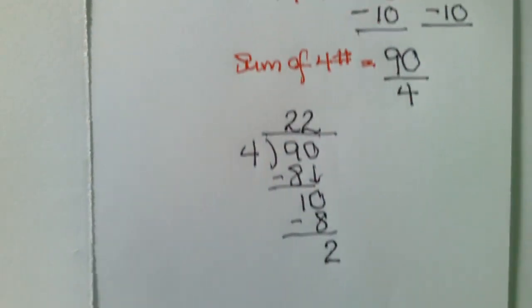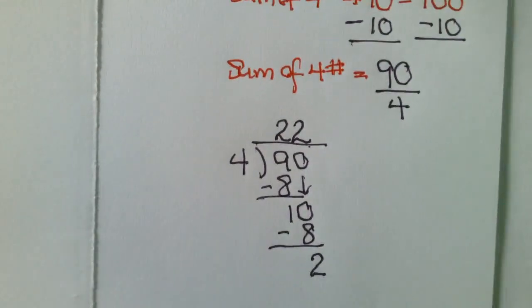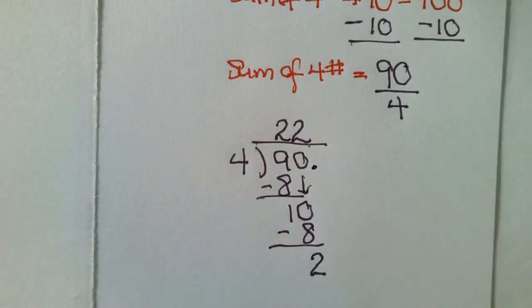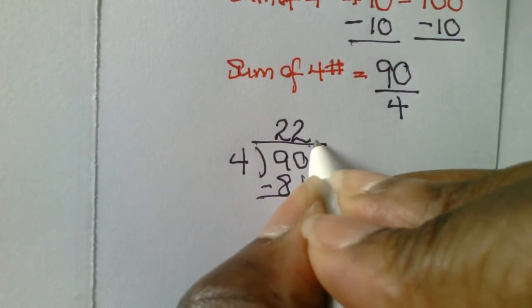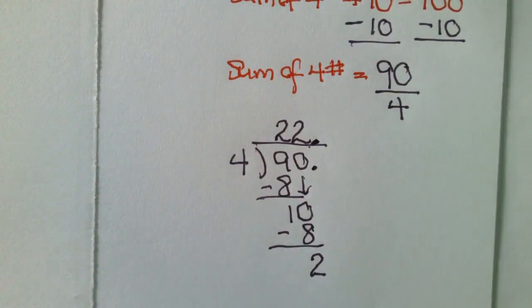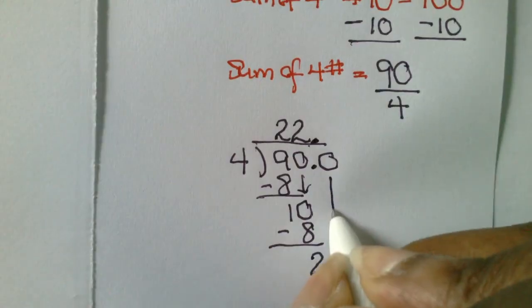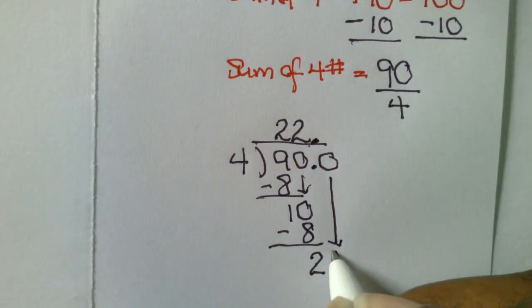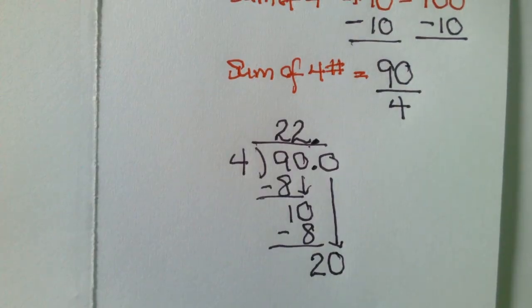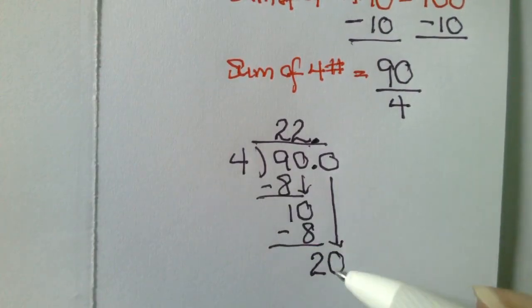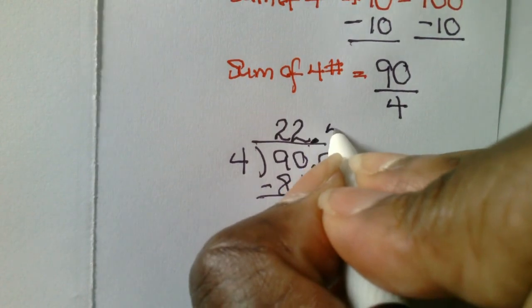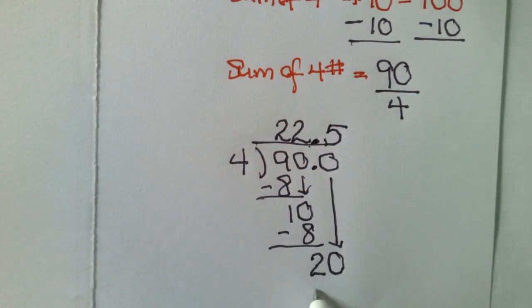But if I want to finish this, I would put a decimal point. Whenever I put it in the dividend, I put it also into the quotient. Then I add a 0. That means I can bring this 0 down to change that 2 into a 20. So now how many groups of 4 can go into 20? Exactly 5, with no remainders.